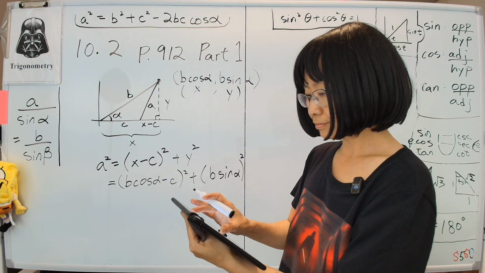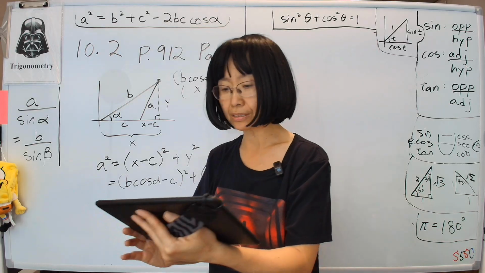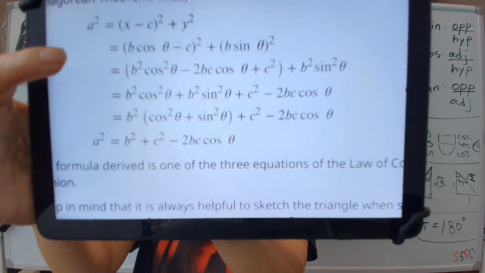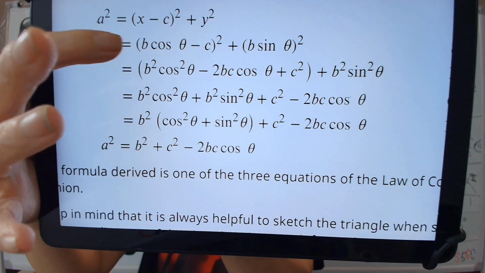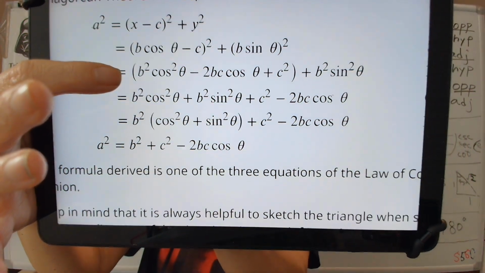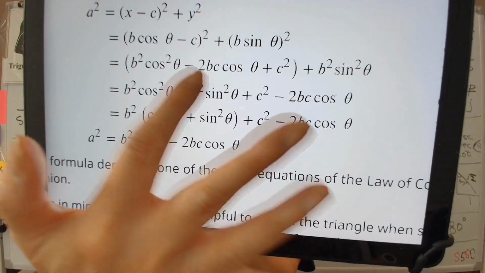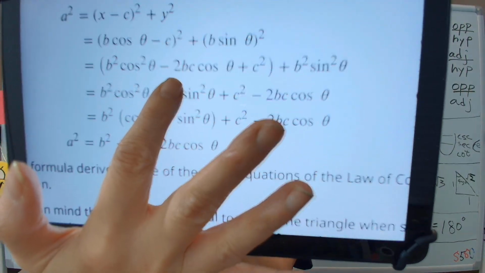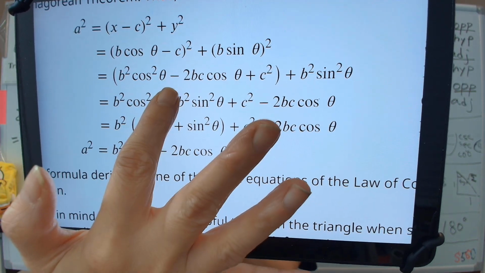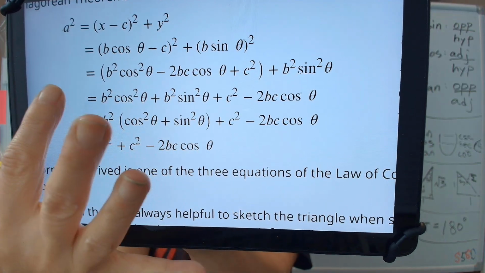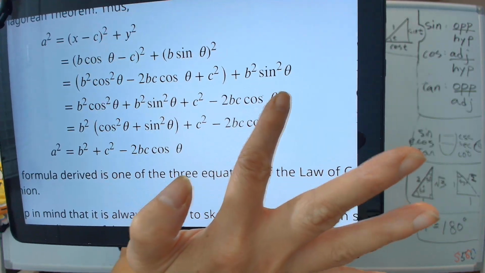That can be expanded. Please do the expansion yourself, because you can totally do this like algebra homework. Squaring this, we get b squared cosine squared theta, that's the first term, and then c squared, that's the last term, and then 2 times this one and this one, so 2 times b cosine theta times c, with a negative sign there. That is how the second line comes out. As to this part, that's just b squared sine squared theta, since each one got squared.